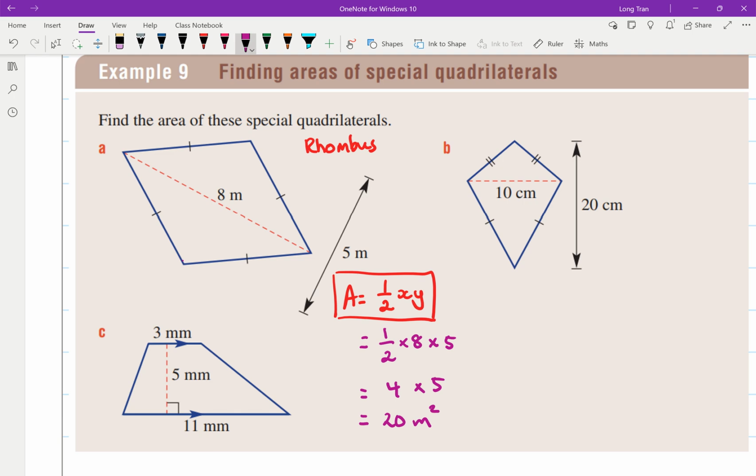Let's look at B. What shape is B? Looking at your diagram, let's go with Jack. B. What shape is this? There's only 3 shapes. There's rhombus, trapezium, and kite. Which one is it? Kite. Very good. Next person. What is the formula, Jake? What is the formula for the area of a kite?